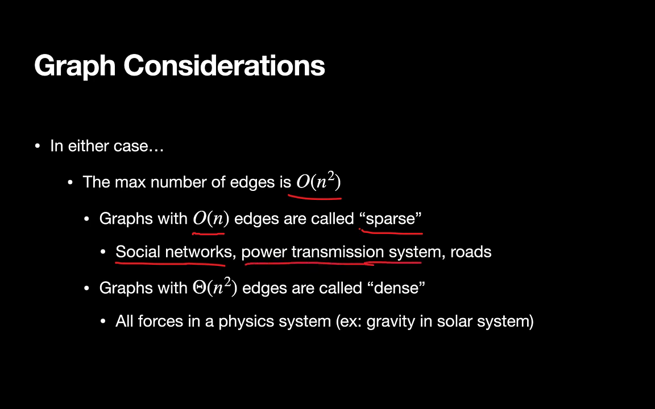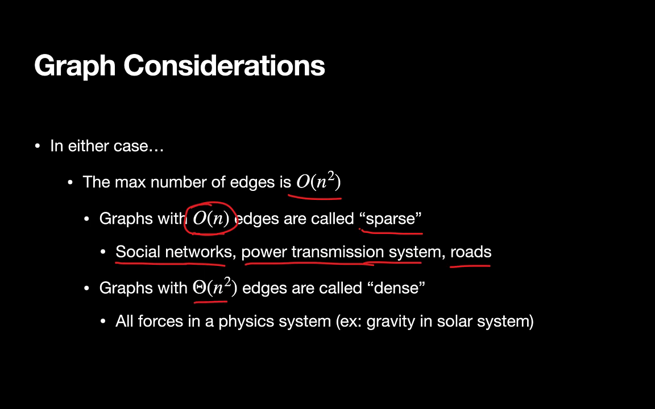Power transmission systems are also very sparsely connected. Oftentimes a substation is connected to, I don't know, maybe 2 to 4 different power sources. So it is on the order of n. Roads also pretty sparsely connect different destinations. So a lot of practical examples are considered sparse graphs.